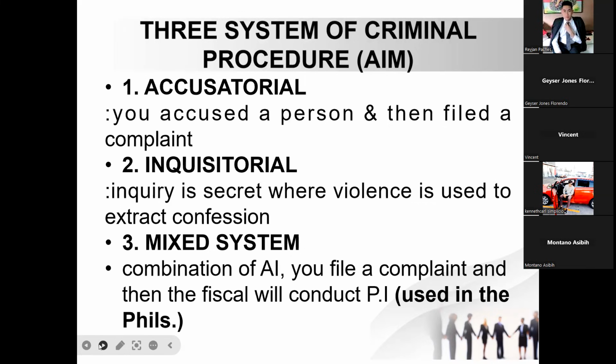Okay, so meron tayong tinatawag na three systems of criminal procedure. Tandaan niyo lang yung acronym na AIM. Yung letter A, that stands for accusatorial. Yung I naman, that stands for inquisitorial. Yung M, that is the mixed system. So that's why we have what we call the AIM, the three systems of criminal procedure.